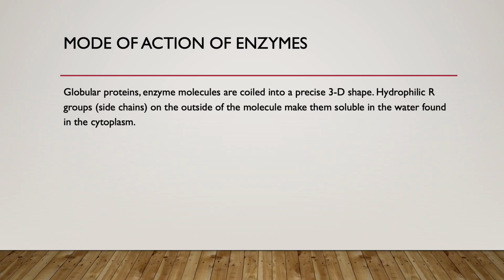Globular proteins, enzyme molecules, are coiled into a precise three-dimensional shape. The hydrophilic R group, which is a side chain, is on the outside of the molecule, which makes them soluble in water found within the cytoplasm.